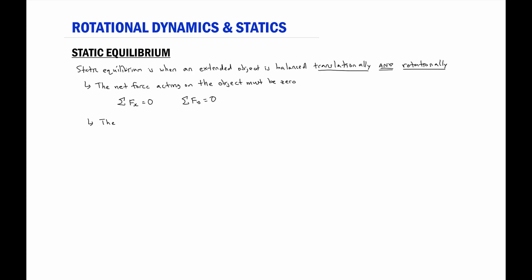Next, we have to look at the rotational world, so the net torque acting on the object must be 0. So in this case, we have the sum of all torques being equal to 0. Remember that these two conditions are independent of each other, so for any question related to static equilibrium, we must do a full analysis on the net force and the net torque acting on the object.